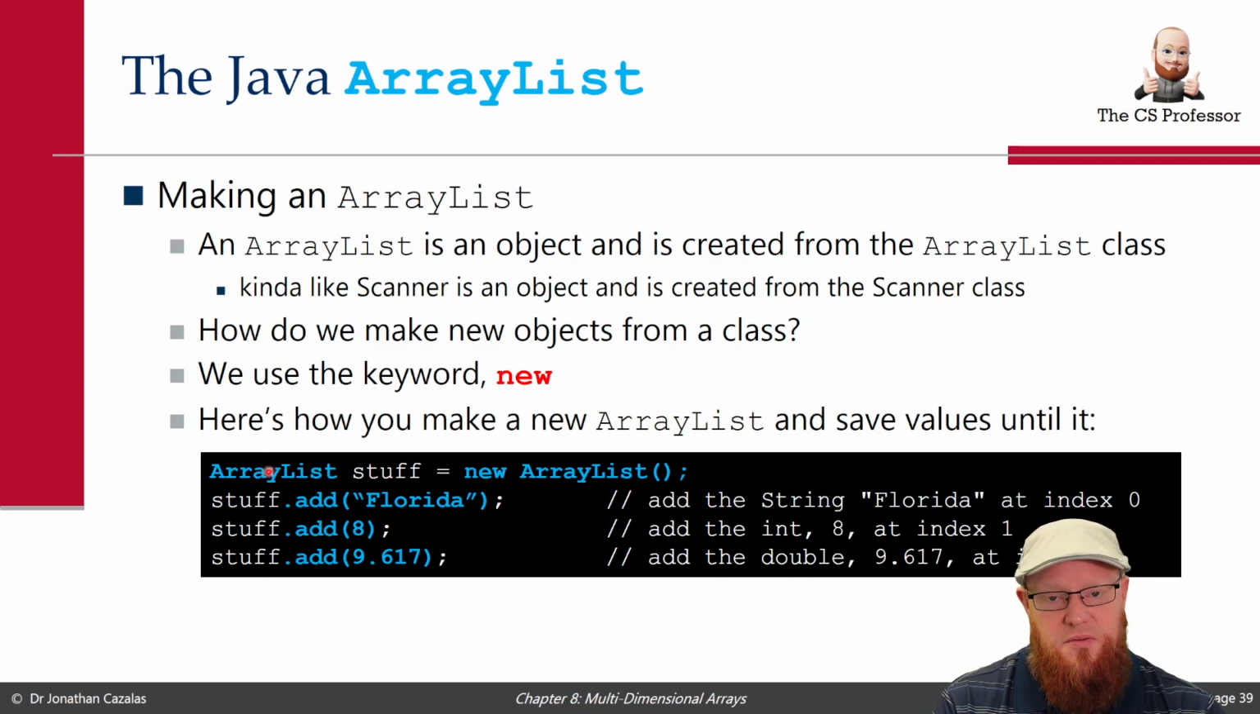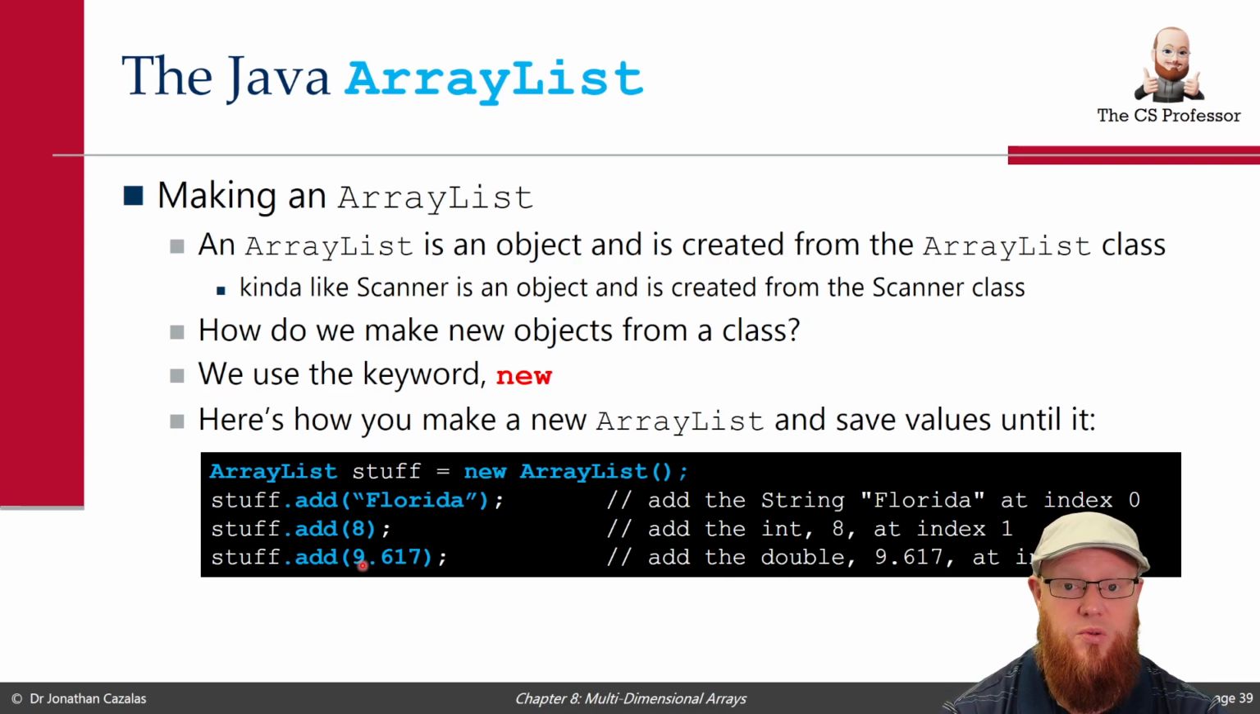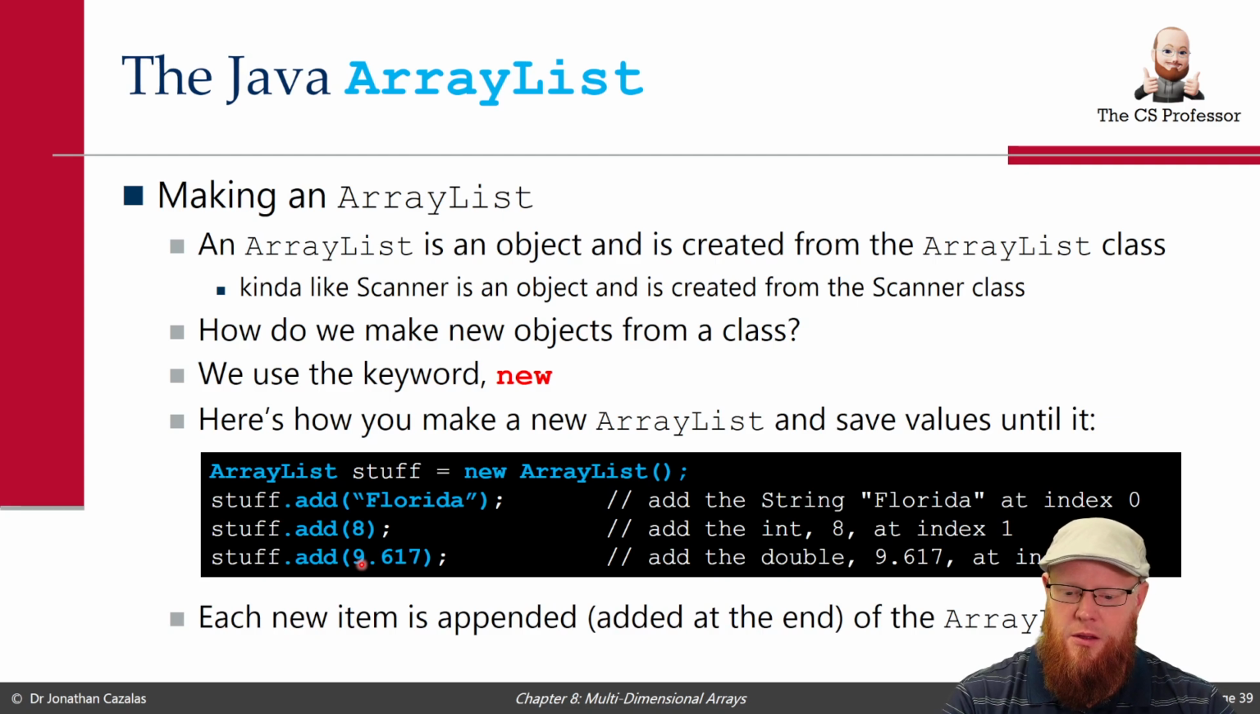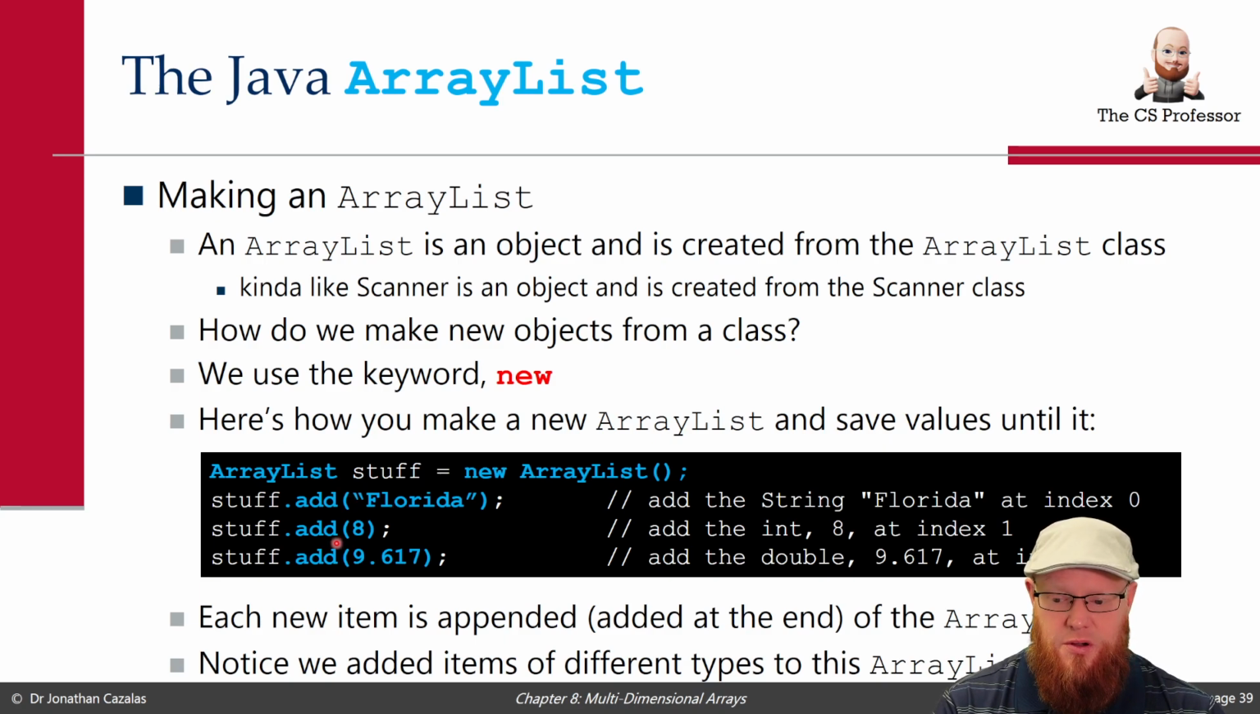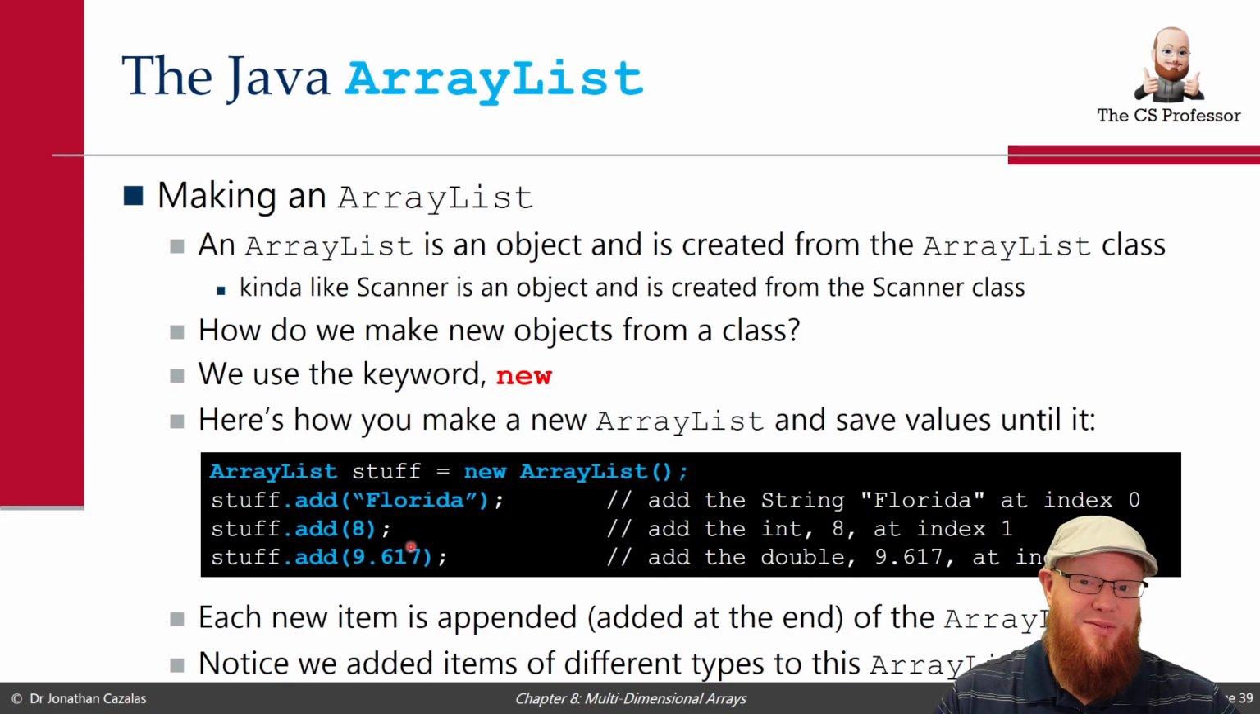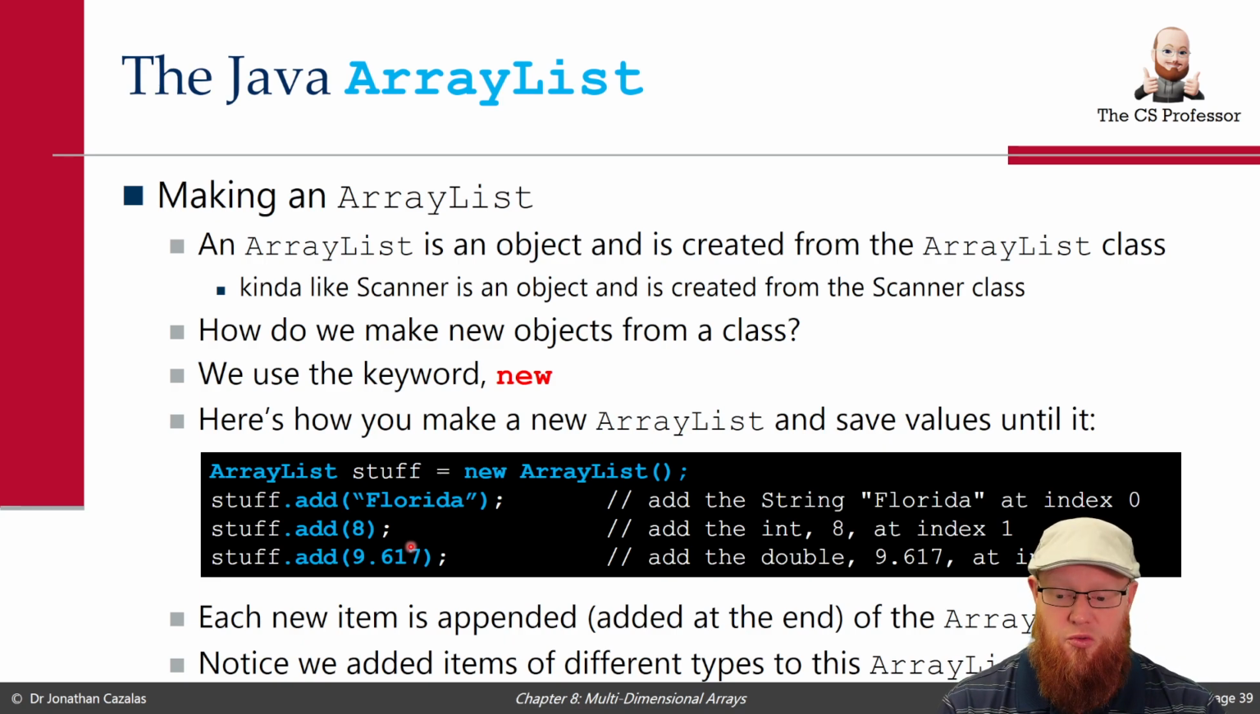What is that variable stuff? It is of data type ArrayList. And now see, I can just say stuff.add. I can add the string Florida. stuff.add(8), add the number 8. stuff.add(9.617). I can add a double to that as well. So each item is merely appended to the list, which means added at the end of the list. So stuff.add("Florida") is added at index 0. Then we add 8 at index 1, and this 9.617 is added at index 2. And notice that we're adding elements of different types. That's allowed with array lists.